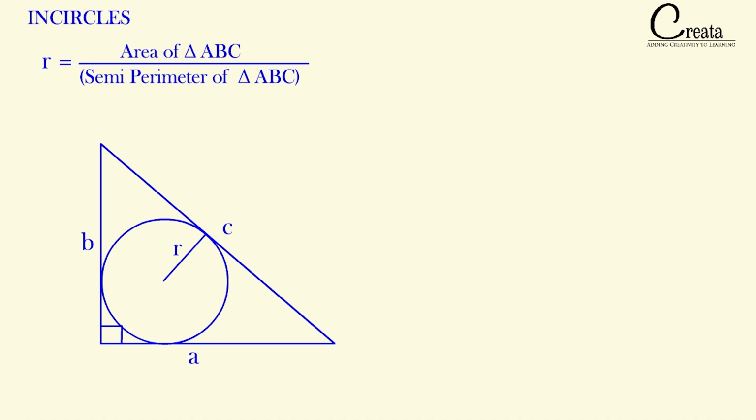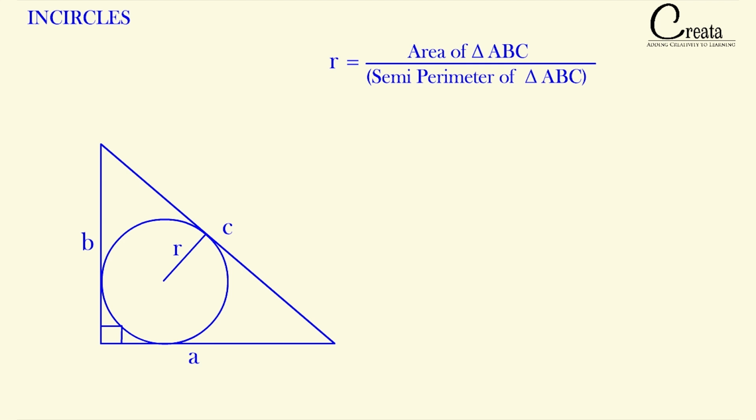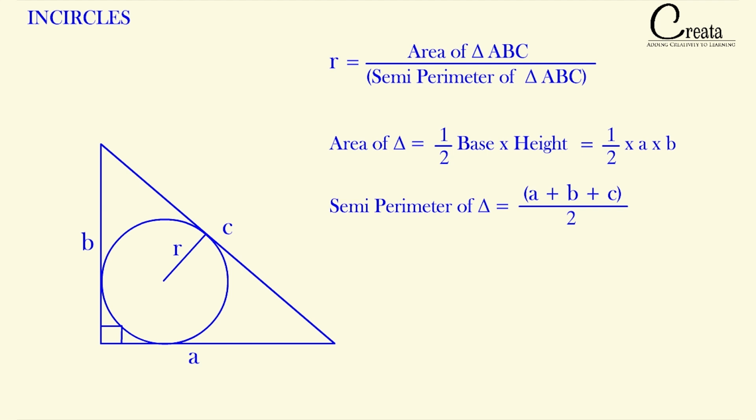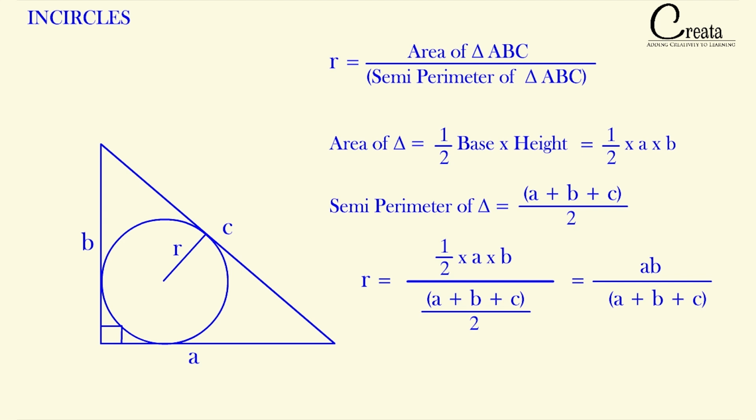Let's apply our formula, that is inradius is equal to area of the triangle upon semi-perimeter. For this right angle triangle, the area will be half into base into height. Here A is the base and B is the height for this triangle. So we can say area of triangle is half into A into B. And we know semi-perimeter of the triangle is (A plus B plus C) upon 2. Let's put the area and semi-perimeter into the formula. On solving, we got inradius is equal to AB upon (A plus B plus C).